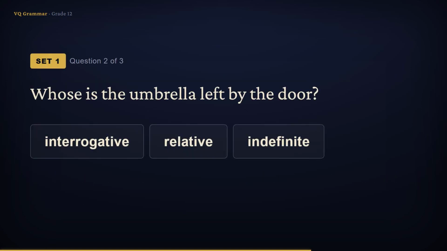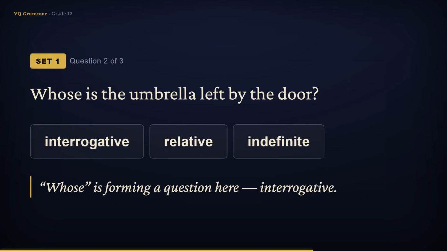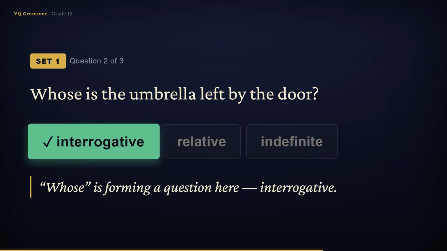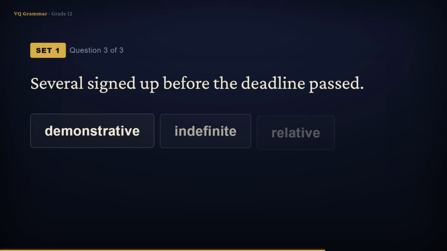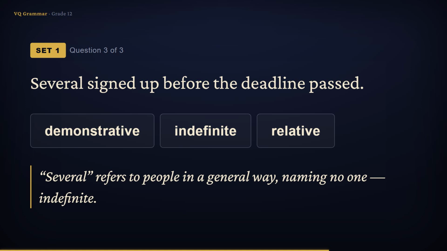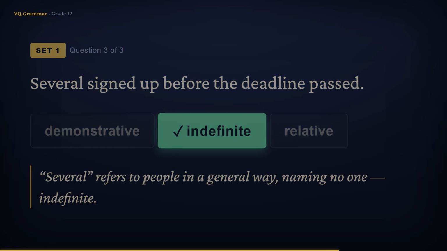Whose is the umbrella left by the door? Here, whose is doing the asking. It's launching a genuine question, and it stands where the answer, some owner's name, will go. Because its job is to form the question, whose is an interrogative pronoun. Several signed up before the deadline passed. The word several stands in for a group of people, but it names none of them in particular, no specific who at all. Since it refers in that general, unspecified way, several is an indefinite pronoun.